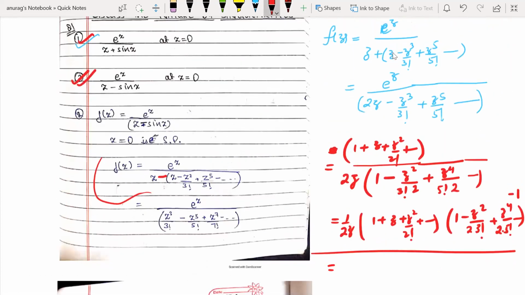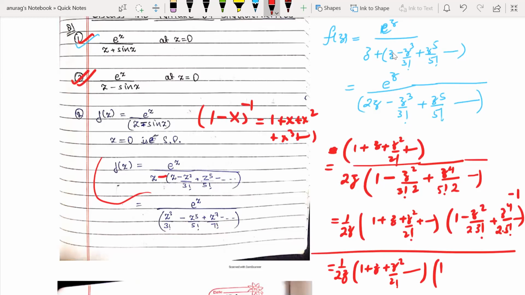Then it is equal to 1 over 2z, 1 plus z square by factorial 2 and so on. I hope you know the expansion of 1 minus x to the power minus 1. I told you, it is 1 plus x plus x square plus x cube and so on. So it can be written as 1 minus z square by 3 factorial into 2, which is 12, can you write 12? Minus, because I have taken the minus outside, z to the power 4 by 5 factorial, which is 120, then into 2, you can write 240. And so on, to the power minus 1.